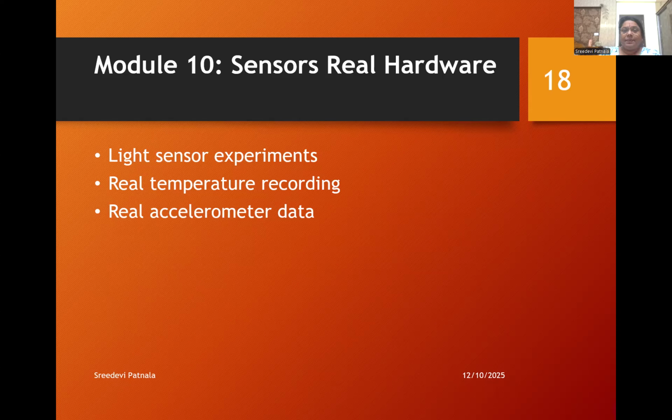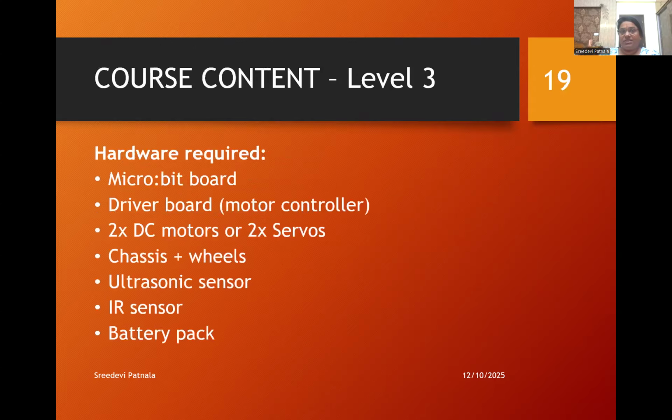So basically, it is similar to the sensors you did in level 1, but here with your new hardware, you will do temperature recording and accelerometer data with your microbit hardware. You do all these experiments.